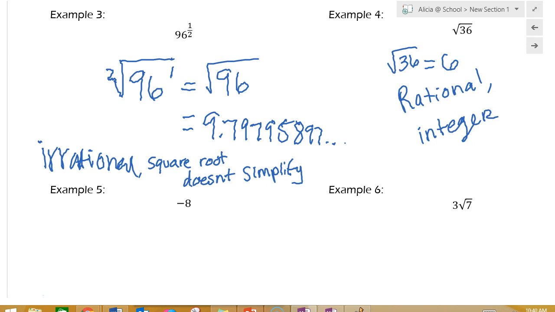Alright, our last two here. I have negative 8. Negative 8 is an integer, right? I can write that over 1 and it now changes into a fraction. So rational. Why? Because it is an integer.